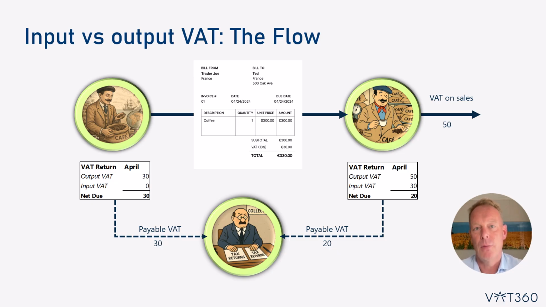He received that same invoice from the trader. In his accounts, the €30 VAT is recorded as input VAT. Later, he sells the coffee to a cafe for €500 plus €50 VAT. So at month end, he reports €50 of output VAT from his sale and €30 of input VAT from the trader's invoice, resulting in €20 net VAT payable. As you can see, each party calculates VAT only on the value they added, and the system works smoothly because of one thing: clear invoicing and accurate VAT returns.